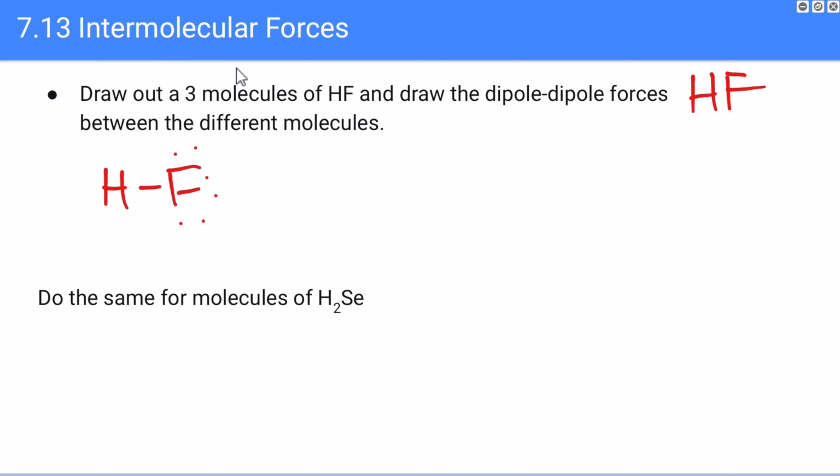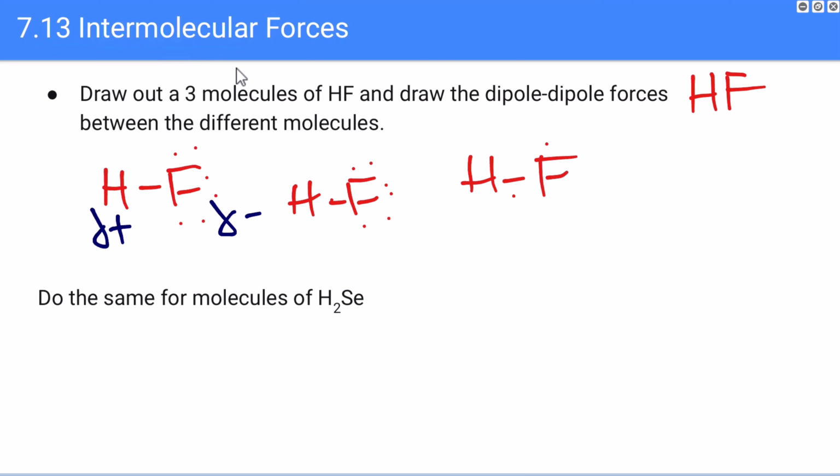And as we go through and try to figure out how the dipole-dipole forces are going to look, what we need to make sure that we do is identify which side has the relative positive dipole and which side has the relative negative dipole. So hydrogen here is the relative positive dipole, fluorine relative negative. And I'll do that here in red. Same thing, another molecule of HF here. And again, we draw out the relative positive and negative dipoles that are here.